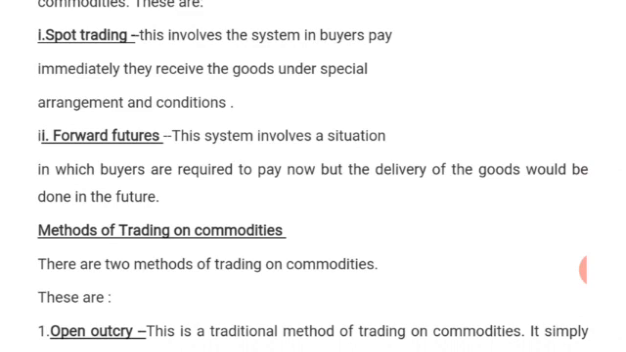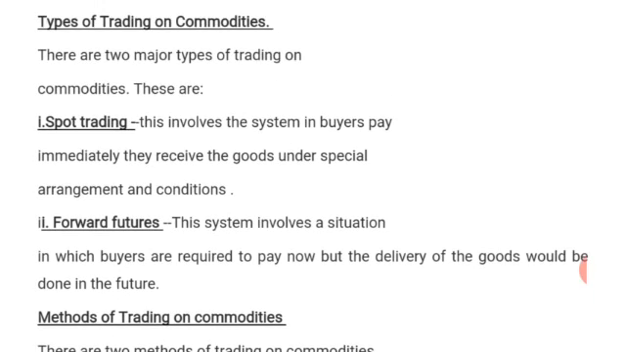This is done in order to help some producers who do not have sufficient capital or money to produce. That is why this system is in operation, so that after they have used the money to produce, they will now come back and give the seller the items they have bought from the sellers. So those are the two types of trading on commodities.